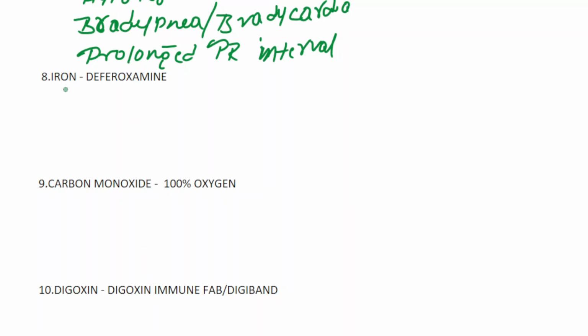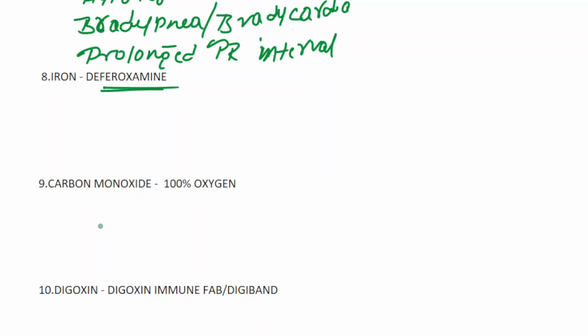Next, for iron overdose, in iron poisoning, the antidote is deferoxamine. Deferoxamine is the antidote for iron. After administration of deferoxamine or Desferal, it causes red or orange colored urine. For this, no intervention is needed because it is a normal finding.